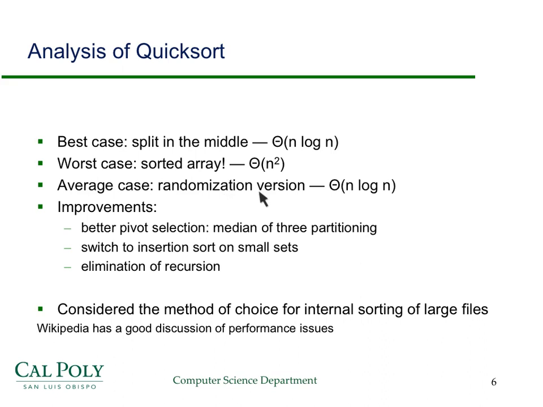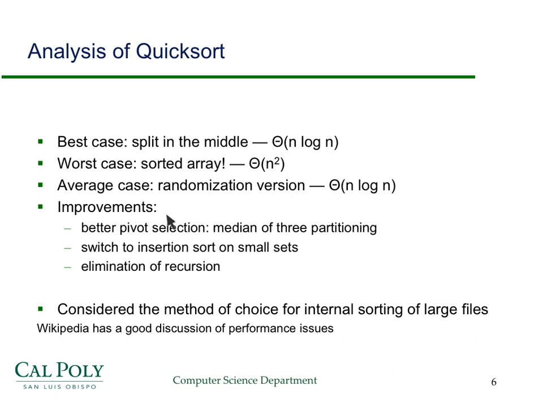In the average case, if you use randomization or some other way to get the partitioning element, then the performance is theta of n log n. And in fact, quicksort performs better than merge sort in many situations because it's an in-place sorting algorithm, as opposed to merge sort, which has to do a fair amount of copying and takes up additional space.